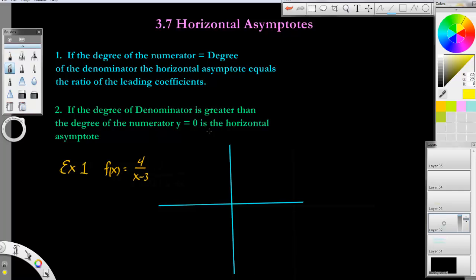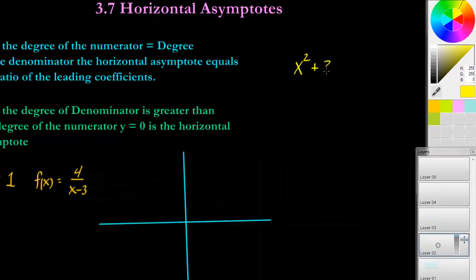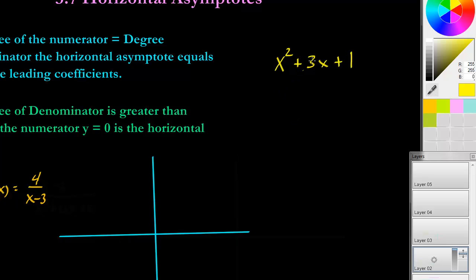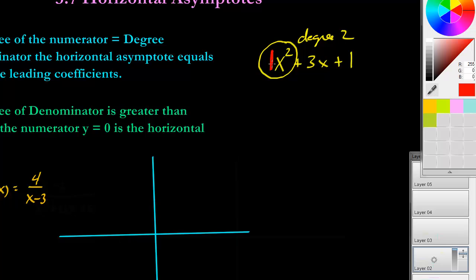All right, so what does it mean to have degree? This is probably the first thing we need to talk about. If you had a polynomial like x squared plus 3x plus 1, the degree of this is 2 because that's the highest exponent. The highest exponent is the degree. The leading coefficient is the coefficient with the highest degree exponent, so the leading coefficient here would be 1. The degree is 2.